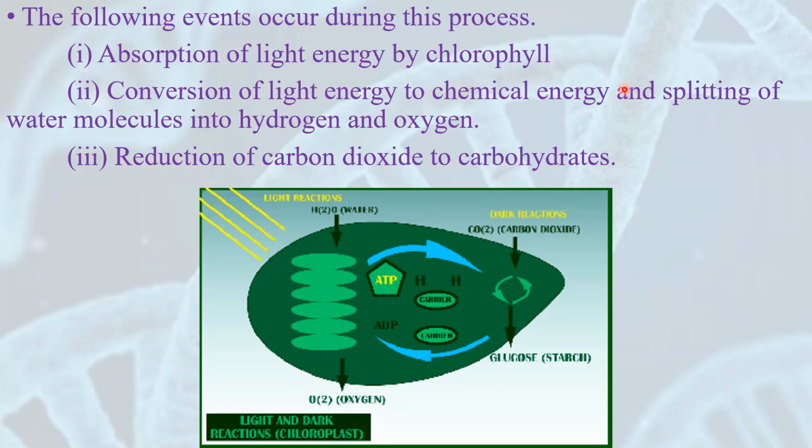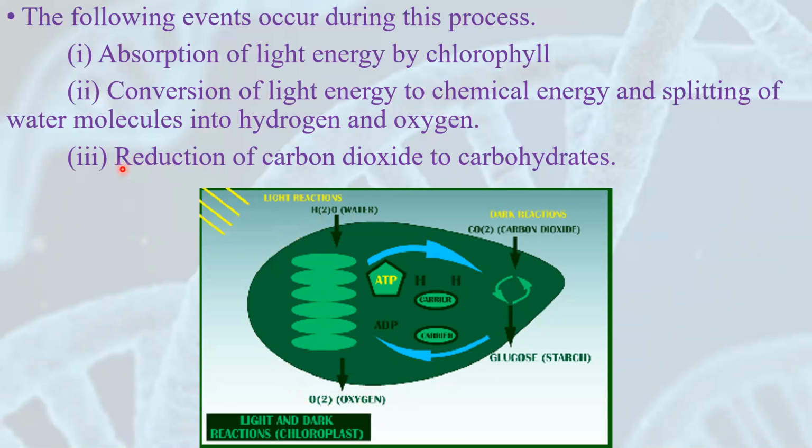Along with this step, there is another process that occurs here, and that is splitting of water molecule. We all know water comes from the roots. So here, along with the conversion of light energy to chemical energy, the water molecule will also be split. You can see here, H2O is written here. It goes down and O2 comes here. That means the water molecule is split into hydrogen and oxygen. Here there is hydrogen and here there is oxygen. So oxygen is produced in this step.